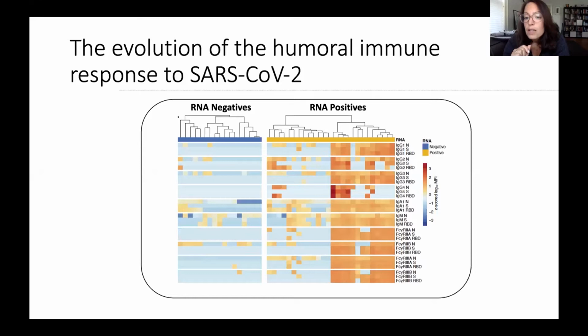Now, what I'm showing you here, which I just want to draw your attention to for a minute, is the fact that when we were looking at different antibody profiles in these individuals, we're looking at different subclasses of antibodies. So in humans, we make four different IgG subclasses, IgG 1, 2, 3, and 4. We make IgAs that are mucosally relevant and IgMs that are involved in the early response to the virus.